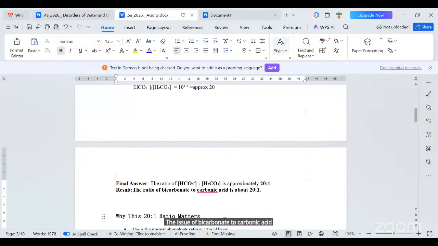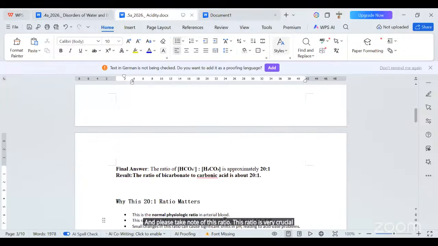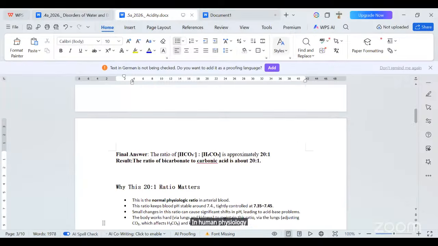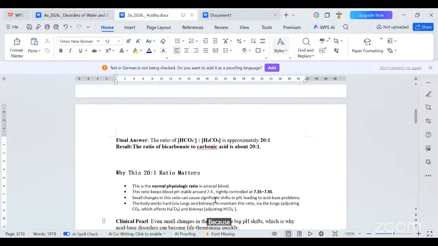And please take note of this ratio. This ratio is very crucial in human physiology because this ratio keeps the blood stable. The ratio keeps the blood pH stable.